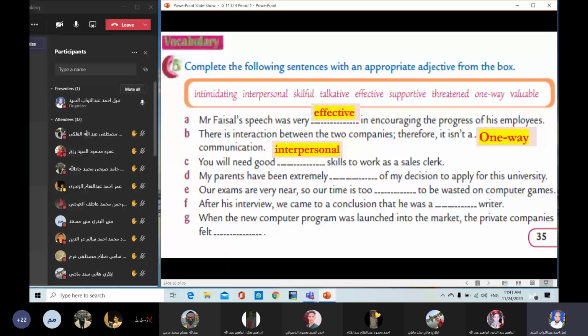My parents have been extremely supportive of my decision to apply for this university. Very good. Supportive. So your parents support you to take your decision to apply for a specific university. What would you like to study, Munir? Would you like to study medicine or engineering? Medicine. I wish you the best of luck. Thank you, Ayub. Hazim Muhammad. Yes, Hazim.